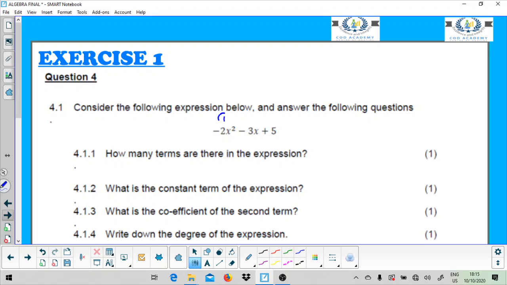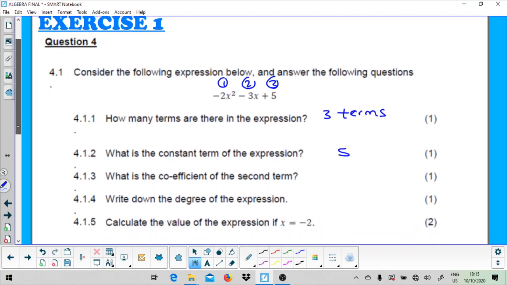Again, it does look like the ones I have here have 3 terms. So the third term is plus 5, the first term is minus 2x squared, the second term is minus 3x. How many terms are there in the expression? Let's write 3 terms quickly. So I'm sure you got your 1 mark there. What is the constant term in the expression? Well, that is that positive 5, the one that doesn't have x on it. You can write it as plus 5 or you can just write it as a 5.